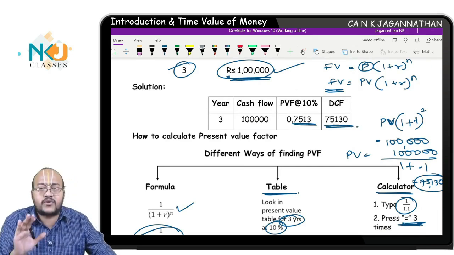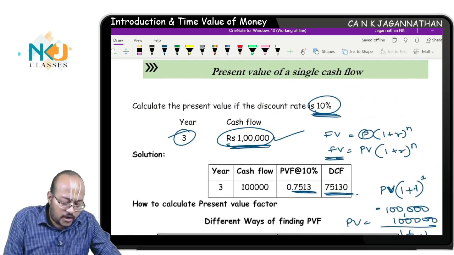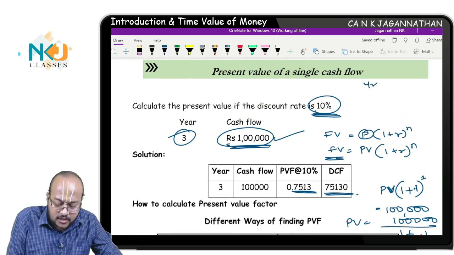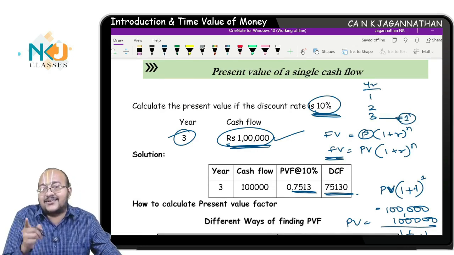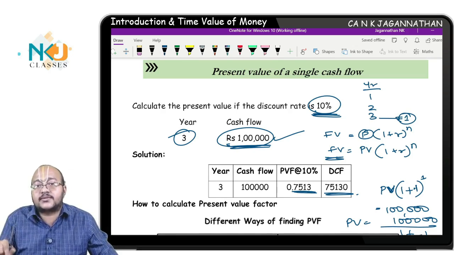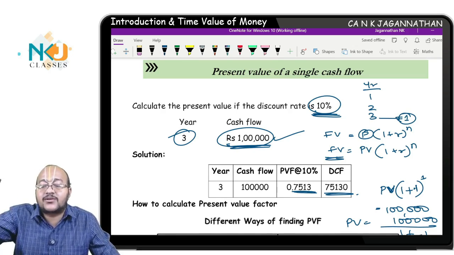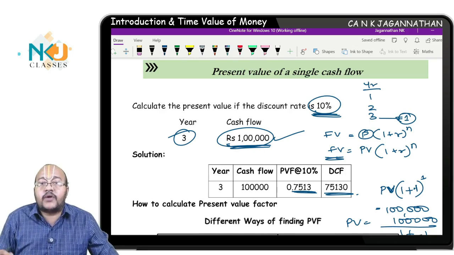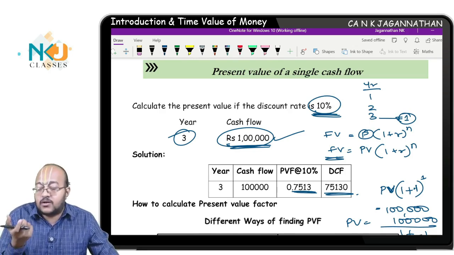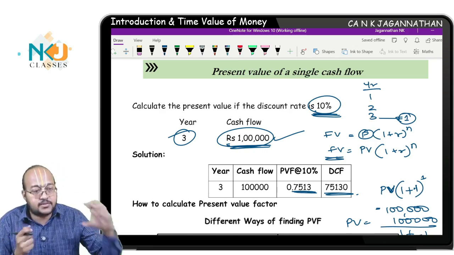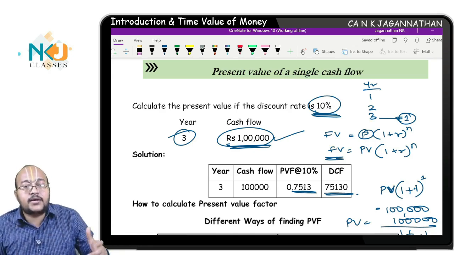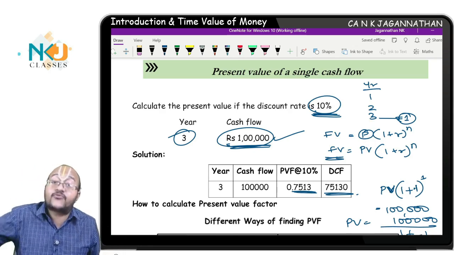What is this 0.7513? I'll tell you. See, this is year 1, 2, 3. At the end of the third year you are going to receive rupees 1. Rupees 1 received at the end of the third year is as good as receiving 0.7513 today. As I told you, today's money is more valuable than tomorrow's money, which means receiving 0.7513 today, 75% of your 1 rupee, is as good as receiving 1 rupee after 3 years.